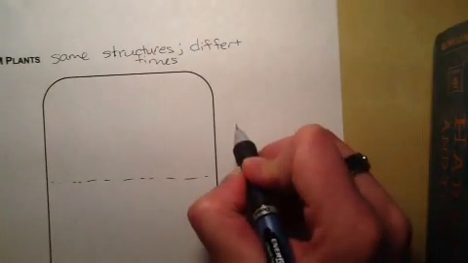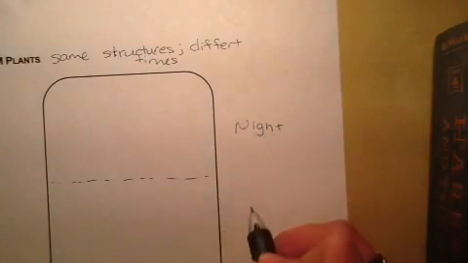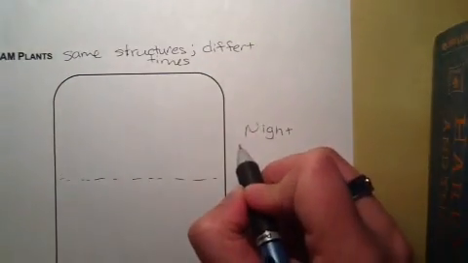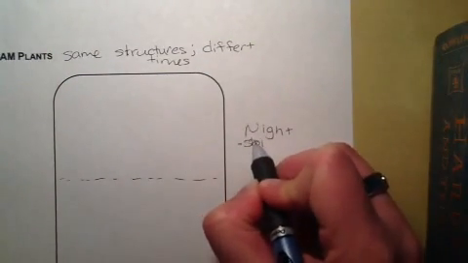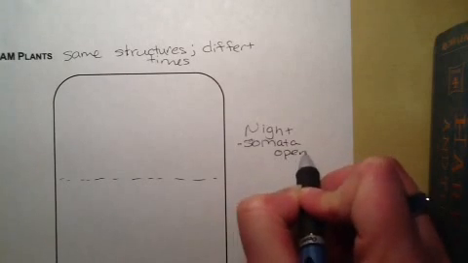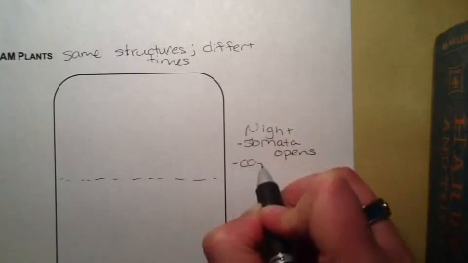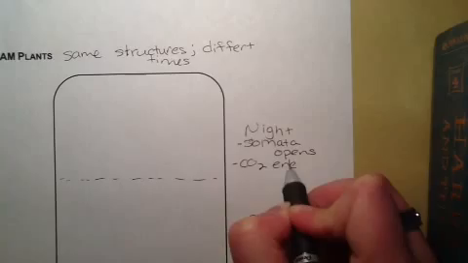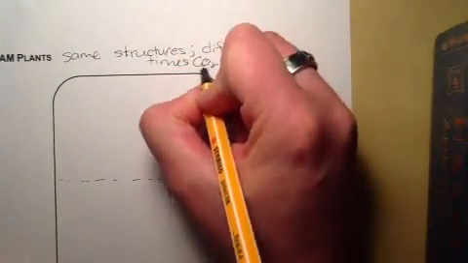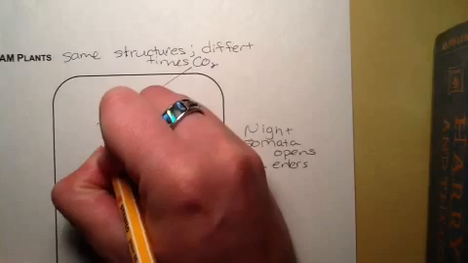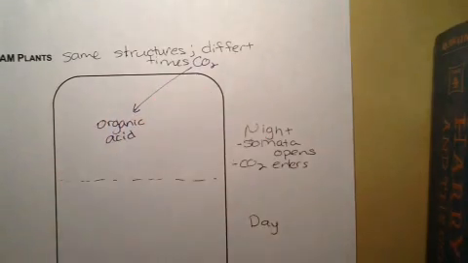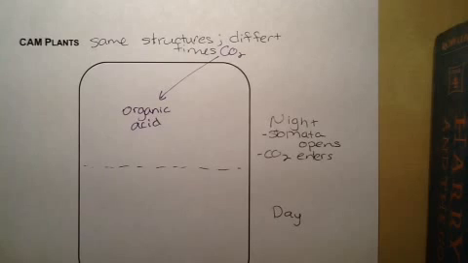This is what's happening in the cell at nighttime. And this is what's happening in the daytime. So at nighttime, the stomata are going to be open because they're not really worried about water loss. It's cooler, and so CO2 enters. So here's my little CO2. It's going to go in, and it's going to turn into what we call an organic acid. And we're going to build up a bunch of this acid throughout the night as the CO2 enters.